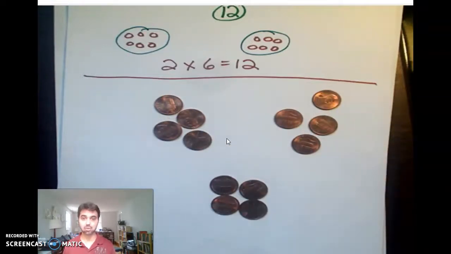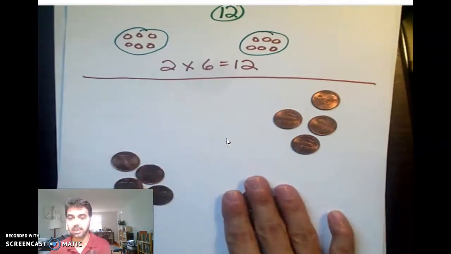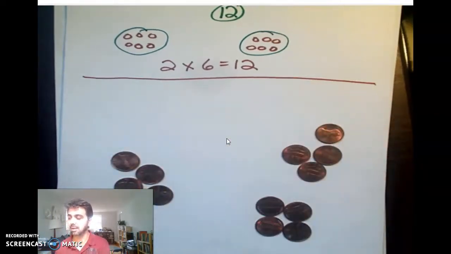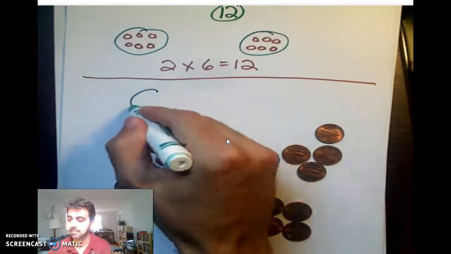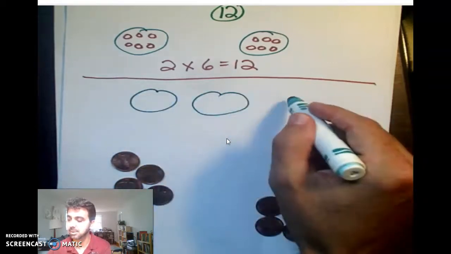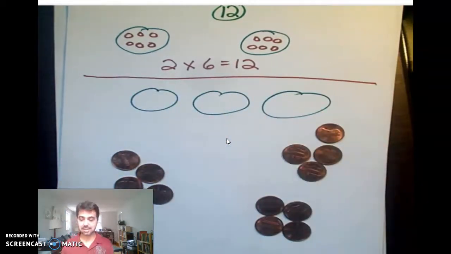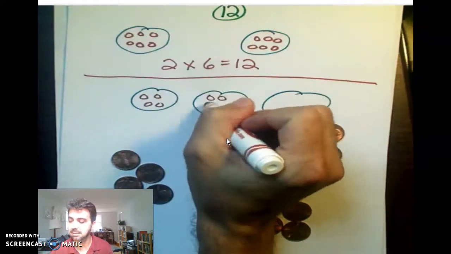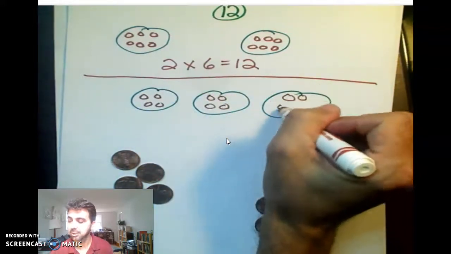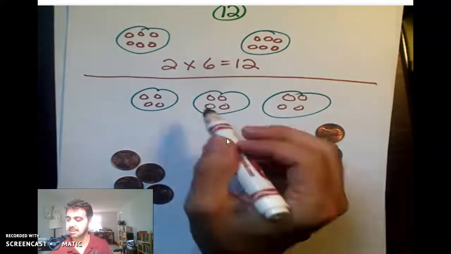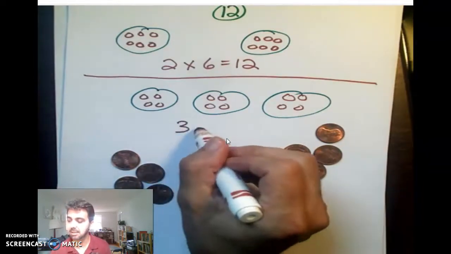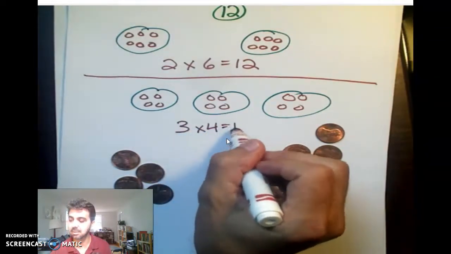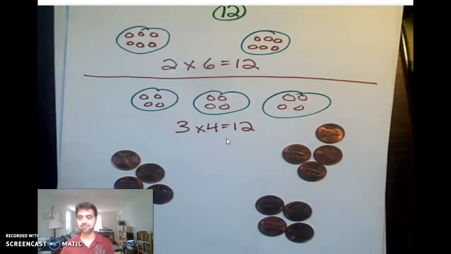Okay, so now I can draw. All right, so let's move these out of the way a little bit. I would draw 3 sets, 3 groups. These can be circles, rectangles, your choice. And then I would put 4 in each. 1, 2, 3, 4 is my 4 pennies. So I just proved that 3 times 4 equals 12.